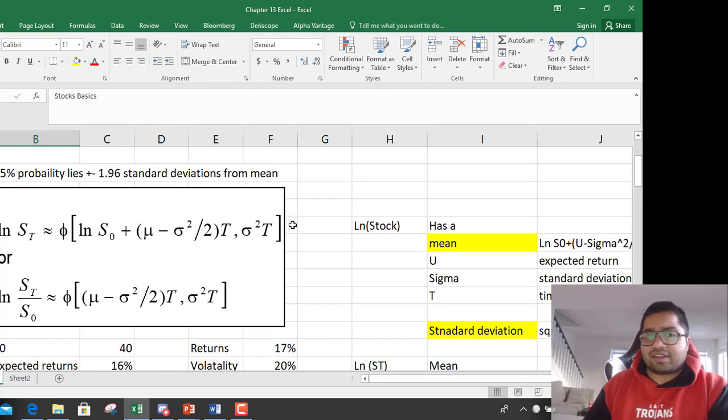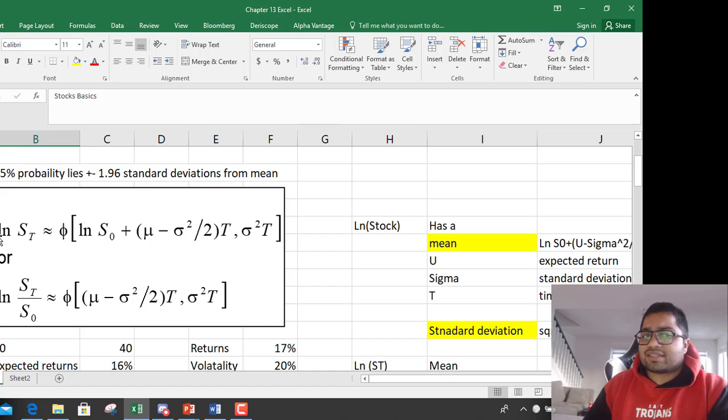Now how to do it in real life? There are two methods, two formulas. The first formula is used if the stock is given in dollar terms. The second formula is used if returns from stocks are given. So if stock values are given in dollar terms, this is the formula that we use. If returns are given, this is the formula that we use.